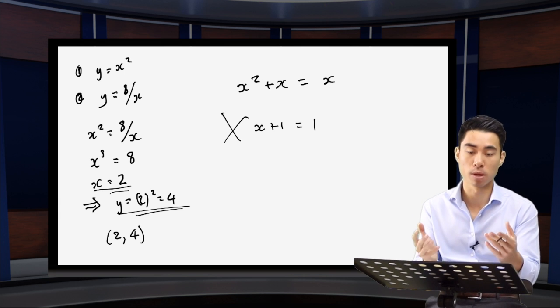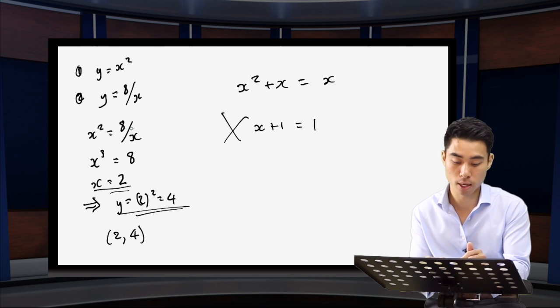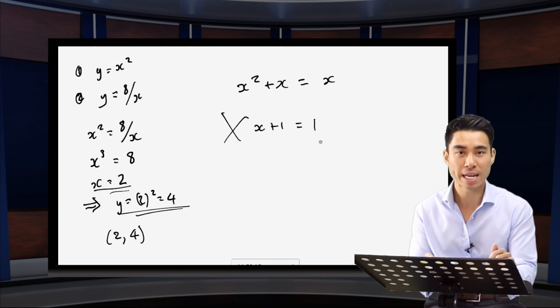Right? That was a key point from this video. If you're dealing with a reciprocal function, then you need to multiply through by x or whatever the denominator of that fraction is. That's okay, but that isn't.